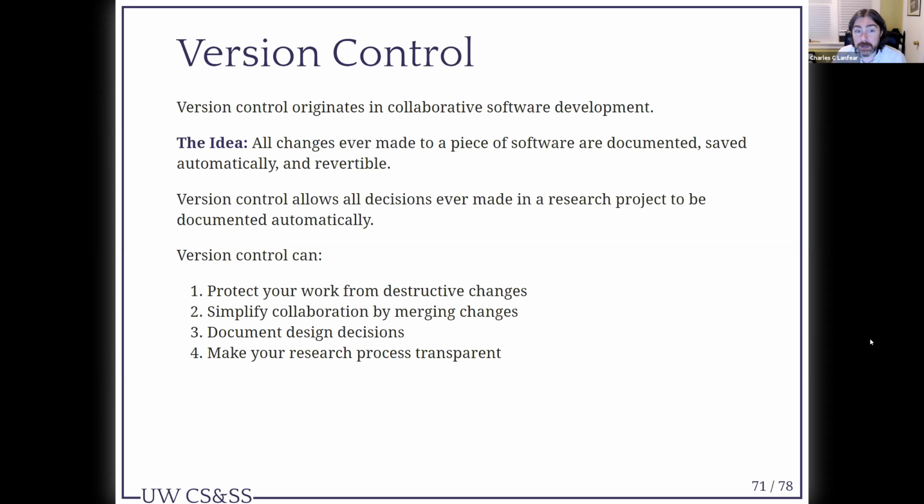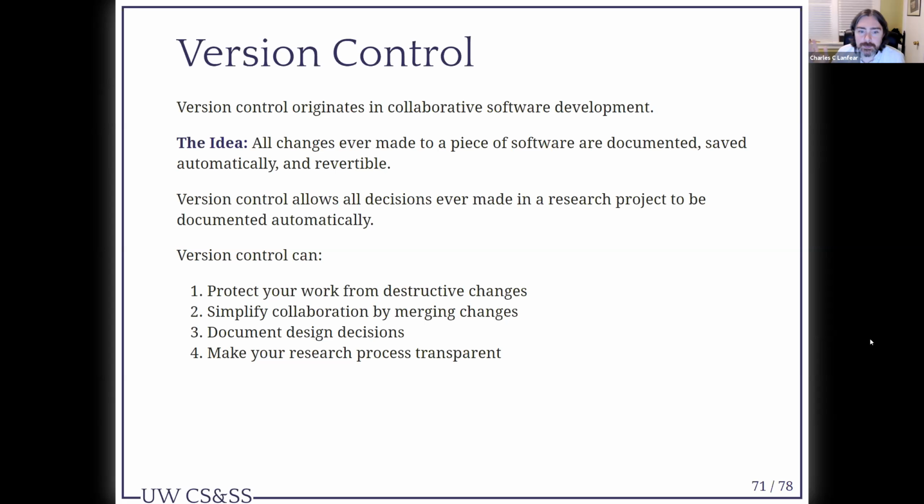You can also simplify collaboration with version control because version control automates merging changes. If different people are modifying the same files, it can merge them together, which is kind of nice. This is good for big software development projects because everybody's coding on things at the same time. You have to be able to merge things in together all the time, okay? It documents any design decisions that were made because everything is seen and visible.